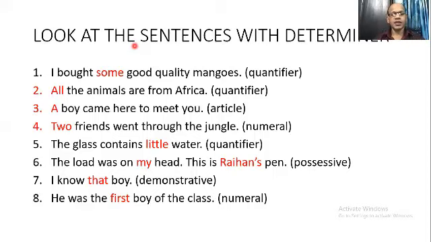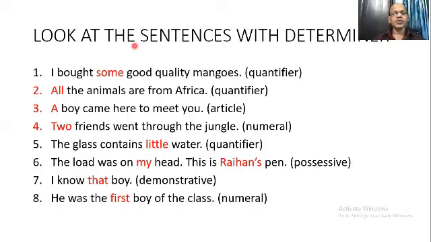The glass contains little water. Little is a quantifier. The load was on my head. My is a possessive adjective. This is Raihan's pen. Raihan's is also a possessive. I know that boy. That is a demonstrative. He was the first boy of the class. First is a numeral. So look at the use of determiners in these sentences.